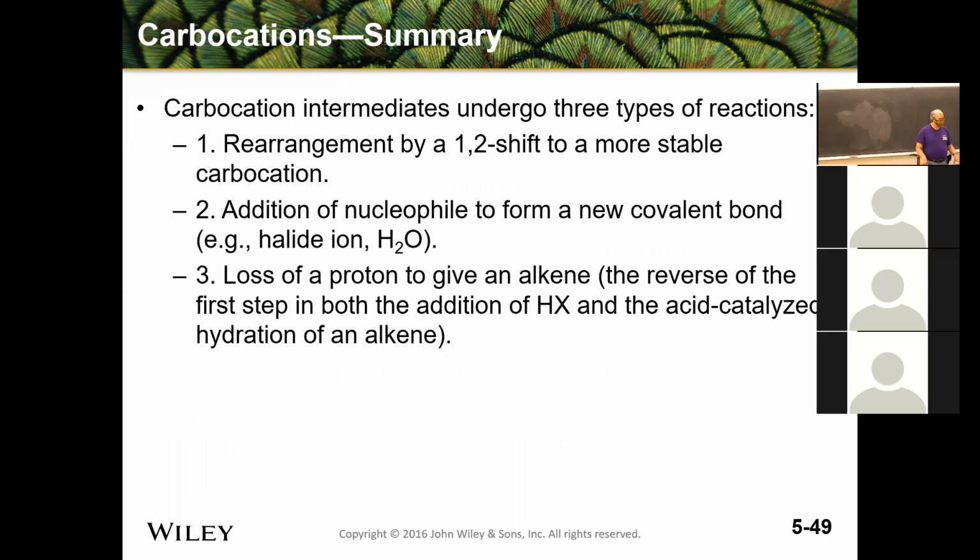Carbocation intermediates undergo 3 types of reactions: rearrangement by a 1-2 shift to a more stable carbocation, addition of a nucleophile to form a new covalent bond, such as a halide ion or a water molecule, or loss of a proton to give an alkene. Okay, that is the reverse of the first step in addition of HX, or the acid catalyzed hydration of an alkene.